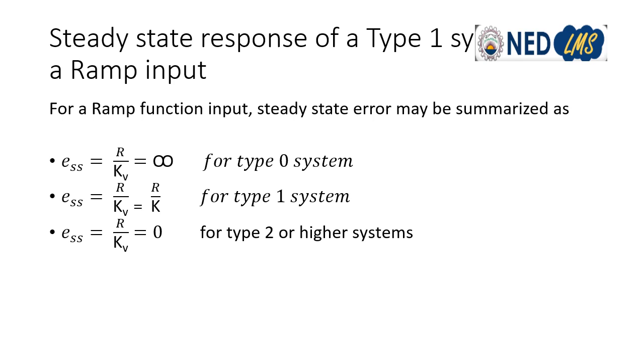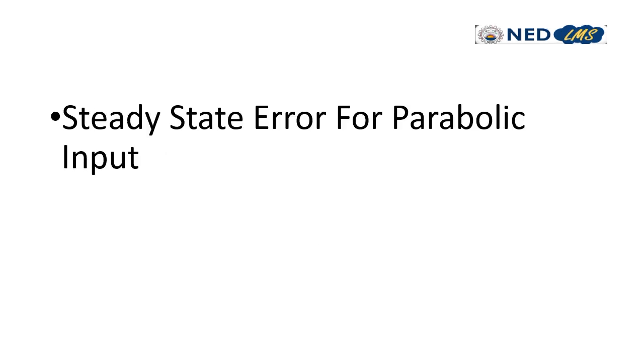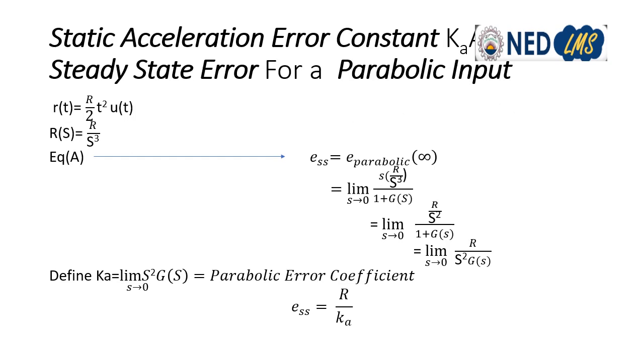Now similarly we have summarized the steady state error for the ramp function input as infinity, R upon kv, and 0 for system type 0, 1 and 2 respectively. Now we define the steady state error for parabolic function, and again we have used the same method. This time the function is defined as R upon 2 t square u of t, and when we take the Laplace transform in the s domain, it will become R of s equals R upon s cube.